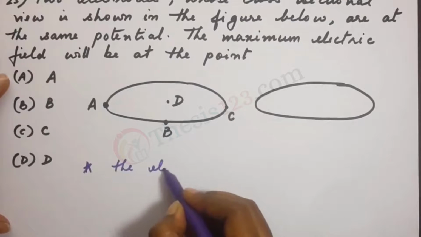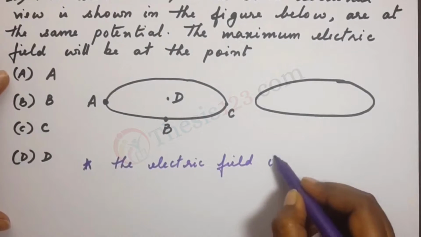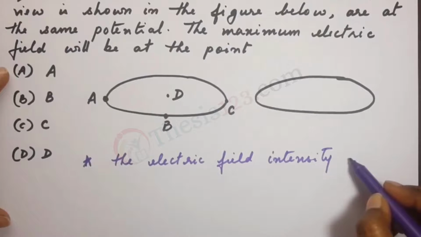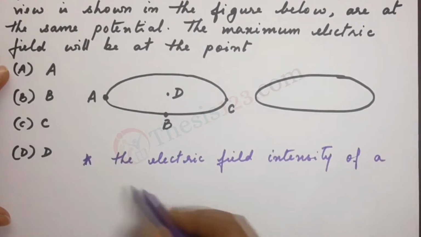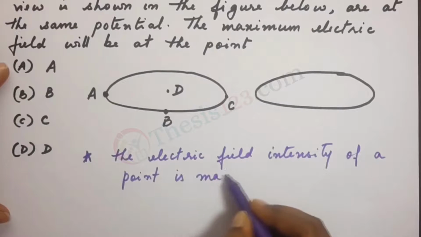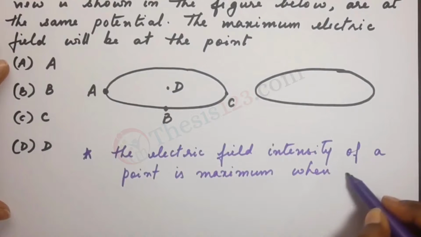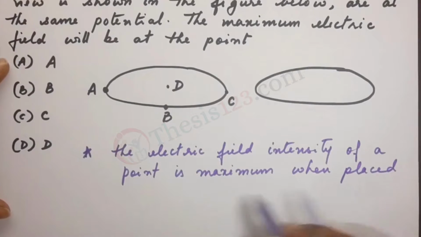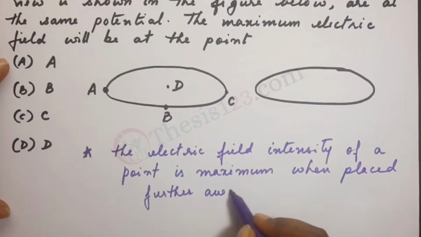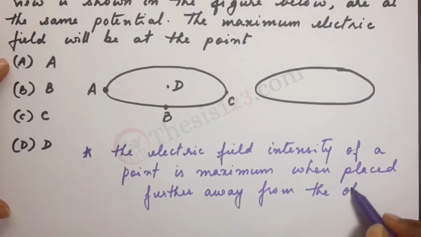The electric field intensity of a point is maximum when placed further away from the other electrode.